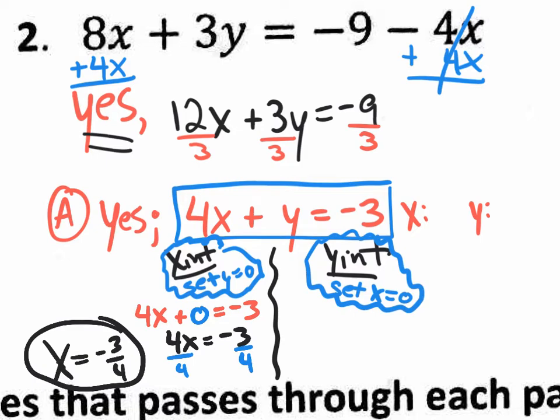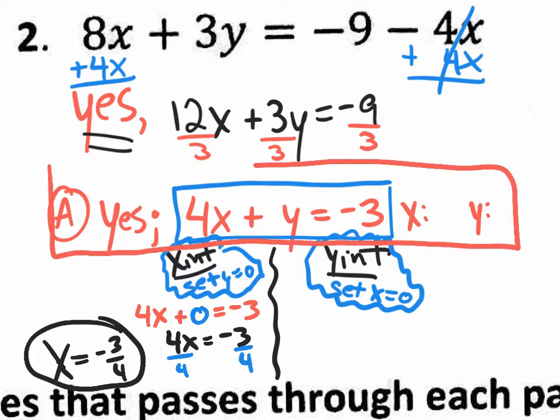So on your x-intercept value, on the continuation of this answer over here, on the multiple choice answer, you're going to see your x-intercept will be negative 3/4. Now let's find the y-intercept value.